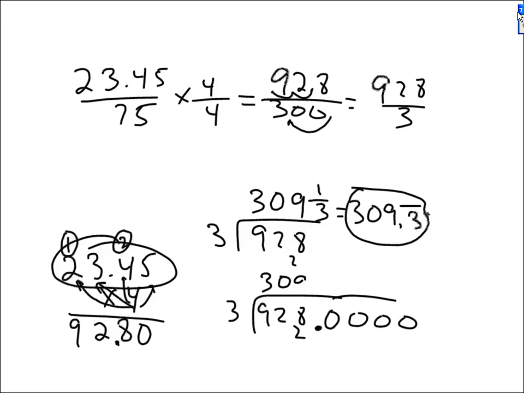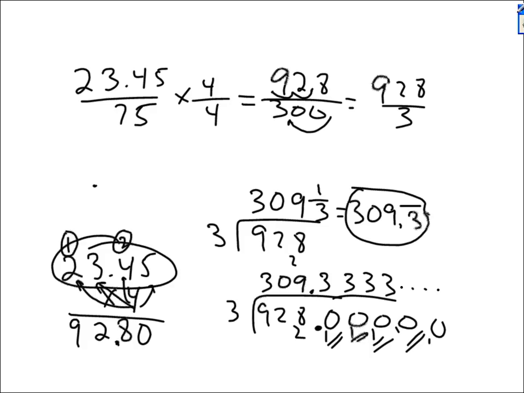3 into 28 goes 9 times with 1 left over. Bring up the decimal. 3 into 10 goes 3 times, 1 left over. 3 into 10, 3 times, 1 left over. It's going to keep repeating. It's 309.3 with a bar on top.